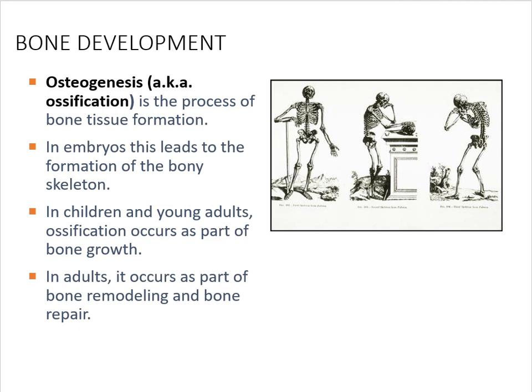All right, our next topic is going to be bone development. So now that we've looked at the basic structure of bone, compact and spongy bone, and kind of where things are located, we're going to be able to move on and talk about how bone actually develops, how ossification or osteogenesis, the process of bone tissue formation, occurs.